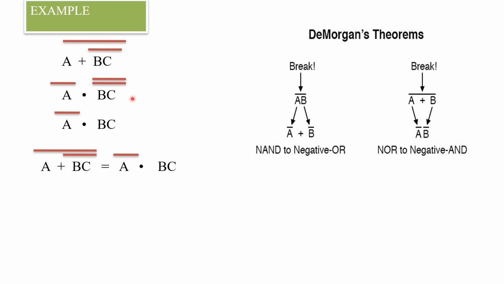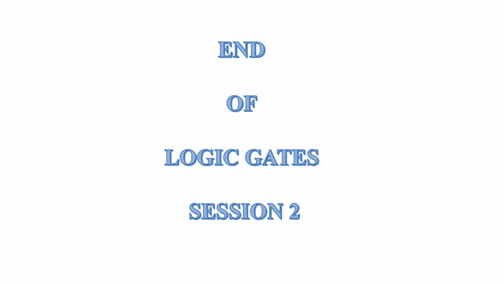Hence the complement disappears. So what we get? A bar dot BC, A bar and BC. So we have simplified the given Boolean expression (A plus (BC)bar)bar equals A bar dot BC. So students, we came to the end of logic gate session 2.